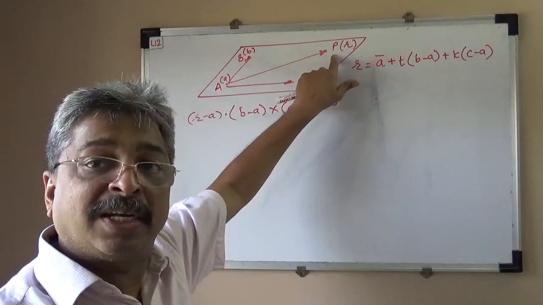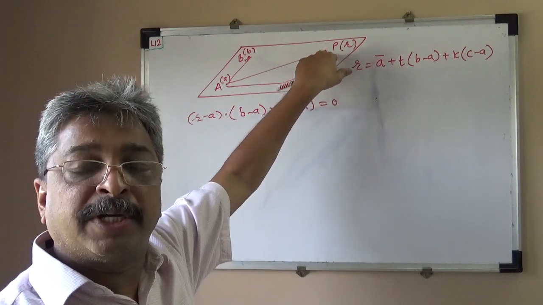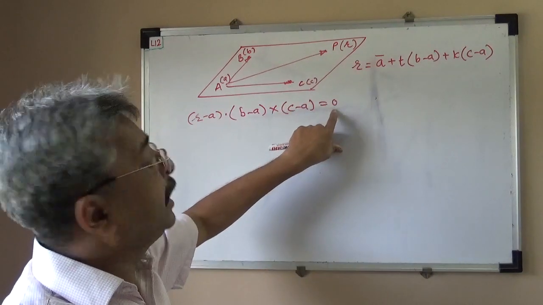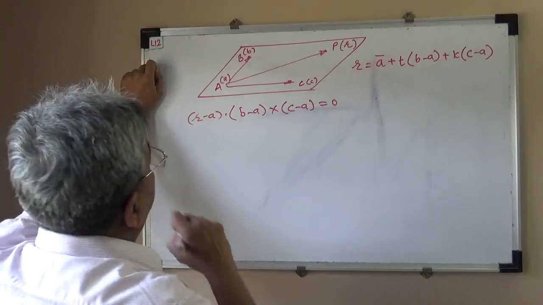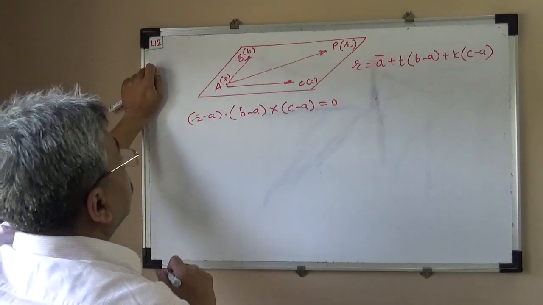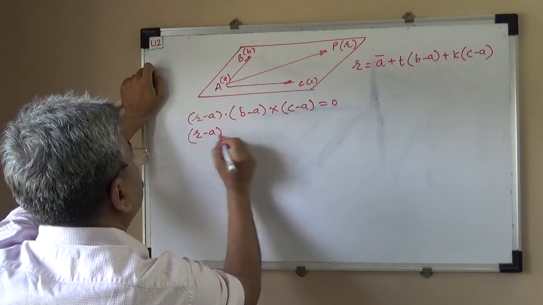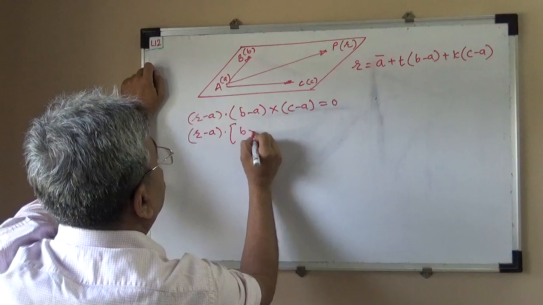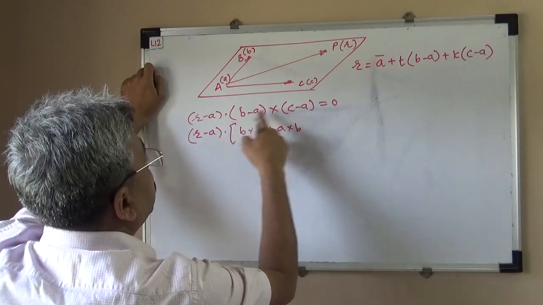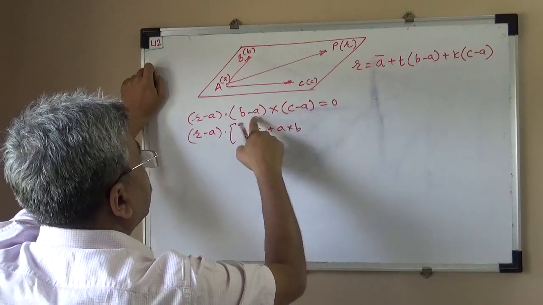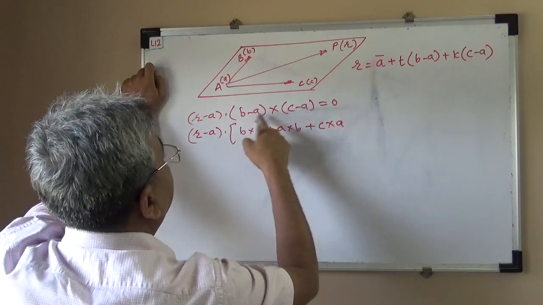If this R is not in the plane of ABC, then it will create some volume. However, if it is in the plane of ABC, it will create 0 volume. So this quantity should be 0. Therefore, if we expand this, what do we get? Now this is a cross product, so let us get out of the cross product first. B cross C plus A cross B, that is minus B cross A, opposite side, and plus C cross A, and A cross A is 0.